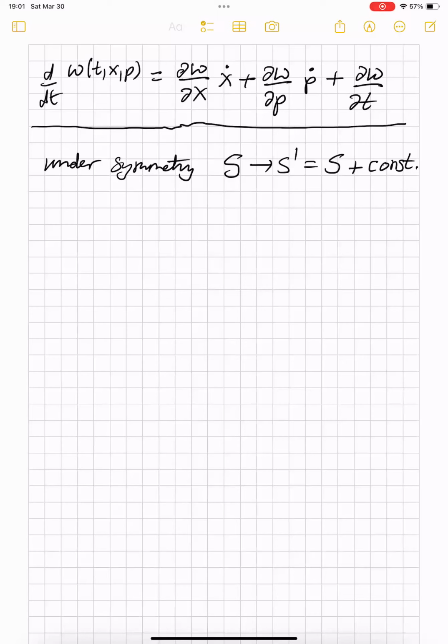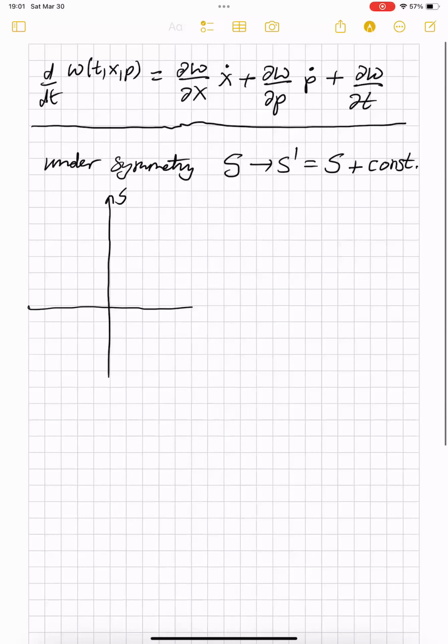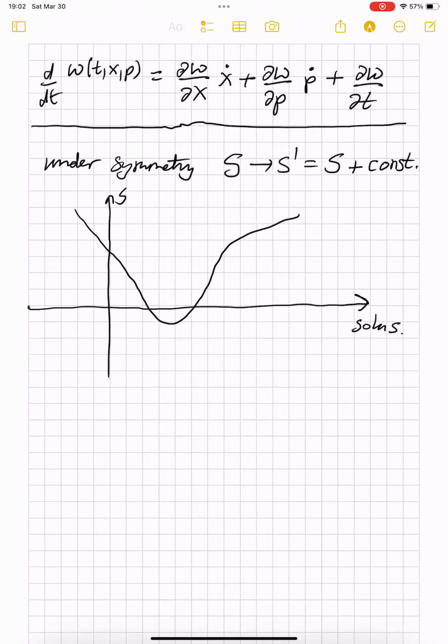So let's just try to see why it's good enough if the action changes by a constant. Well, let's imagine here I've got the action. And let's imagine on this axis, okay, a bit hard to draw, I'm plotting the solutions. So I'll just call it solutions. And what the action looks like, maybe it's a function that looks like this.